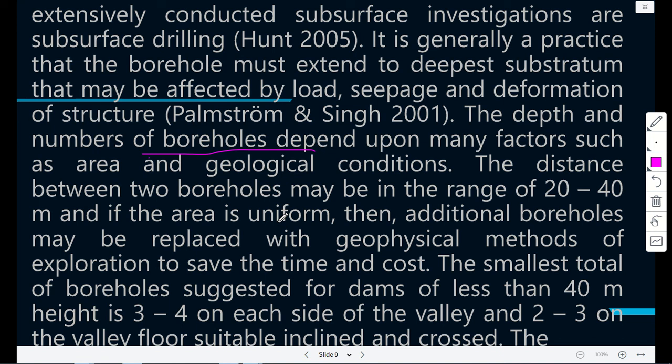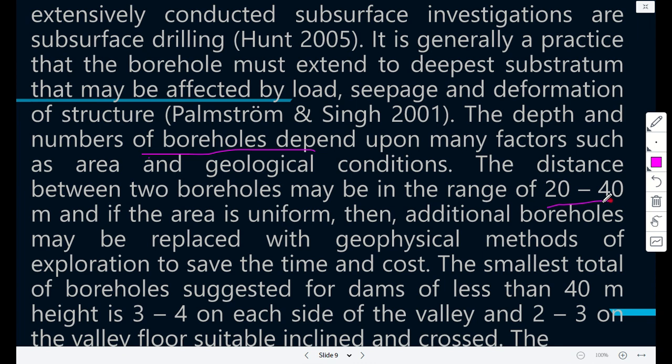So if there's uniformity, then of course you can use this distancing. However, if there are so many variables, you need to locate the boreholes much closer to each other. Then additional boreholes may be replaced with geophysical methods of exploration to save time and cost.